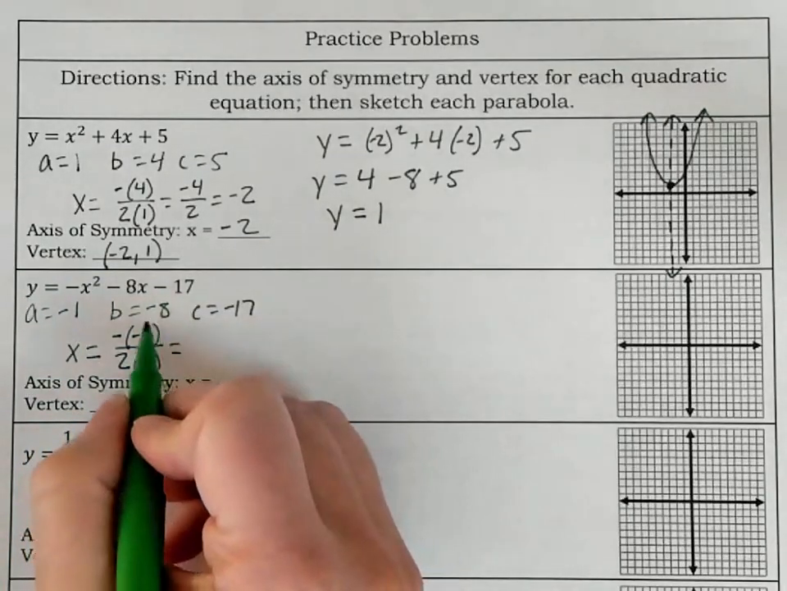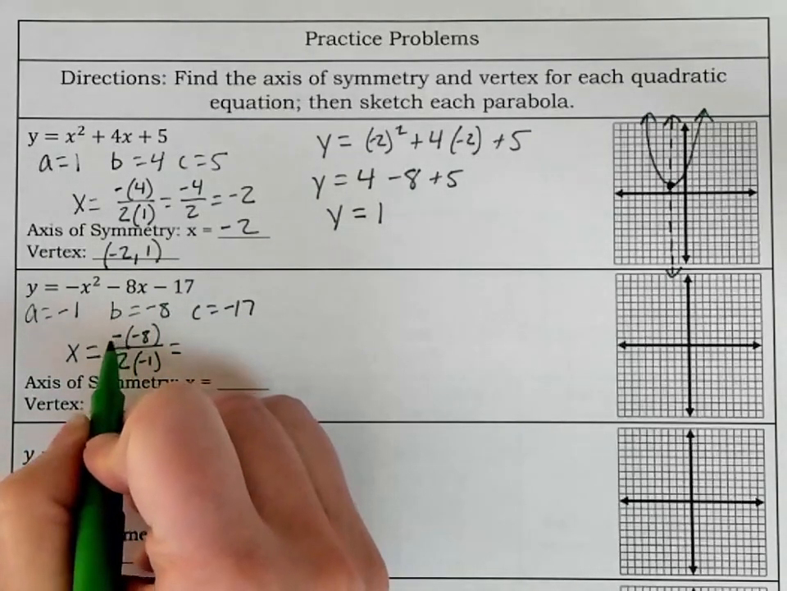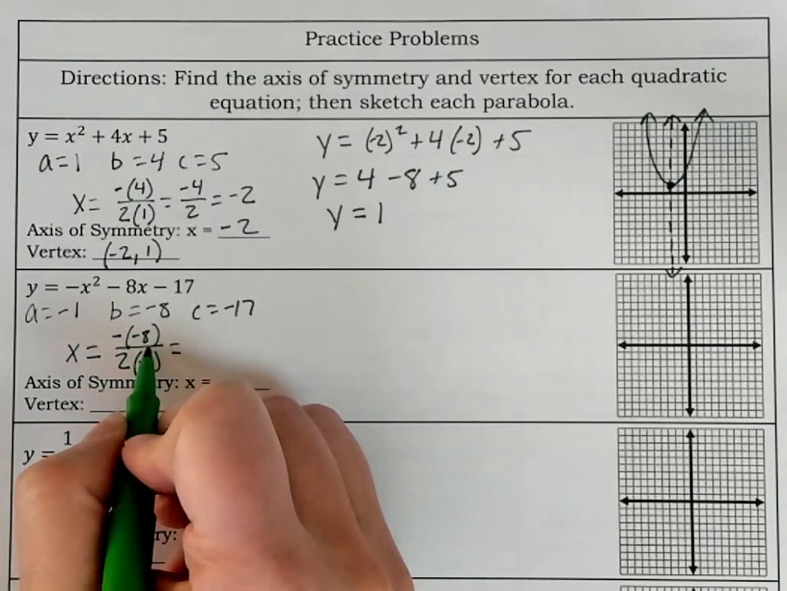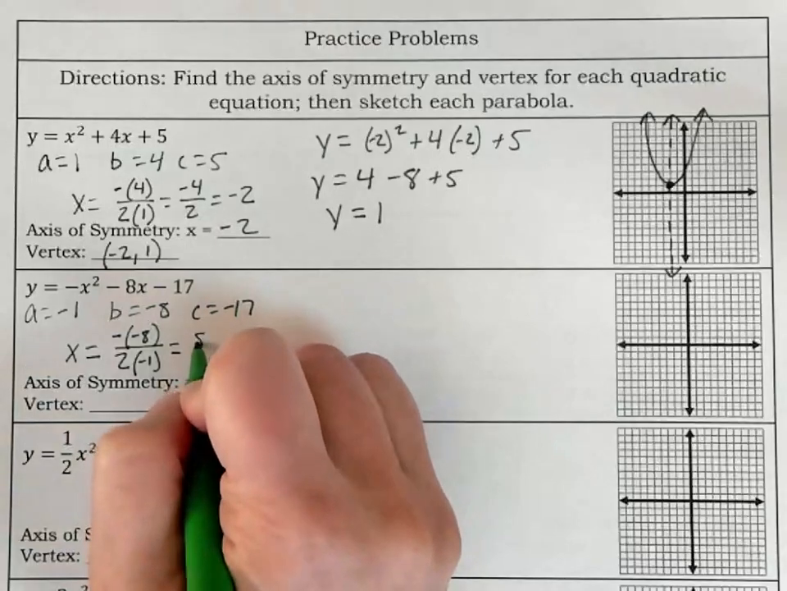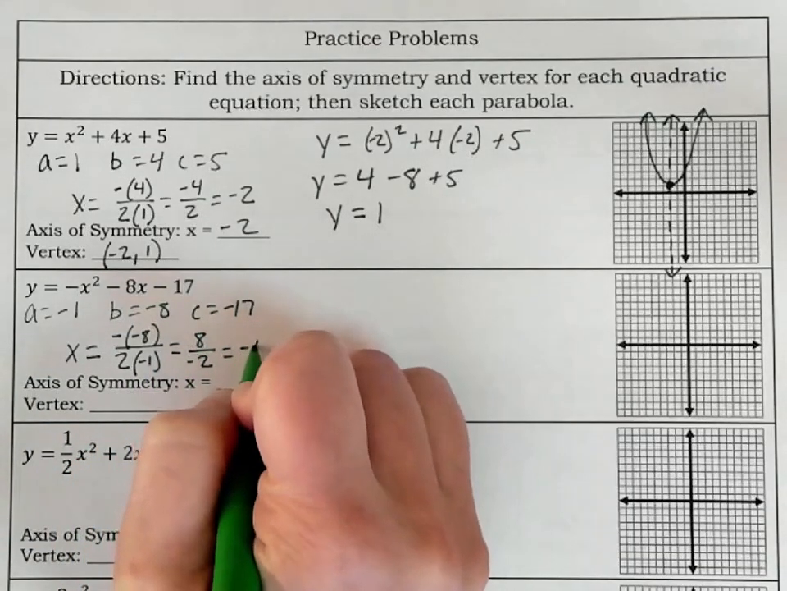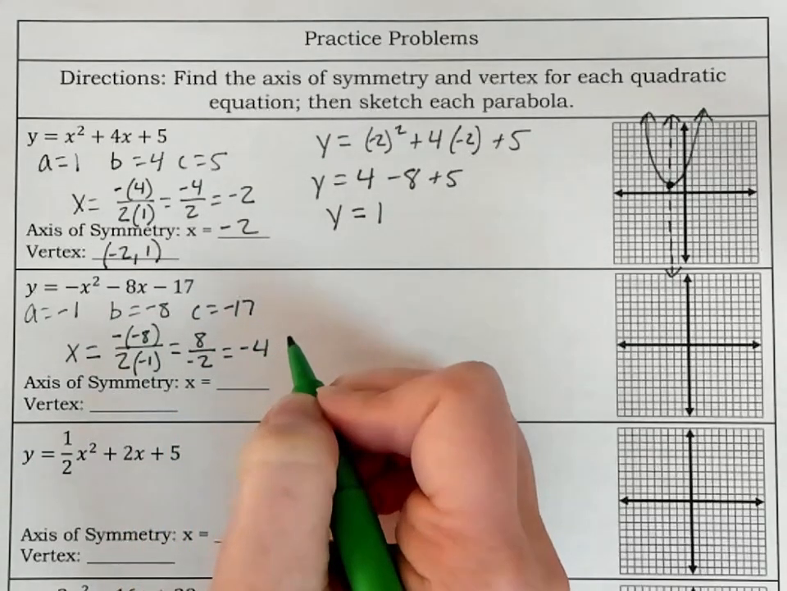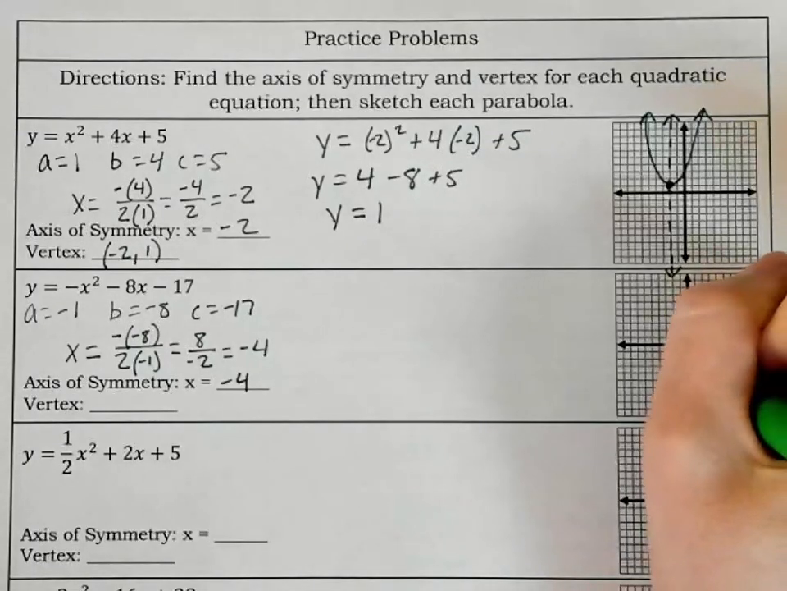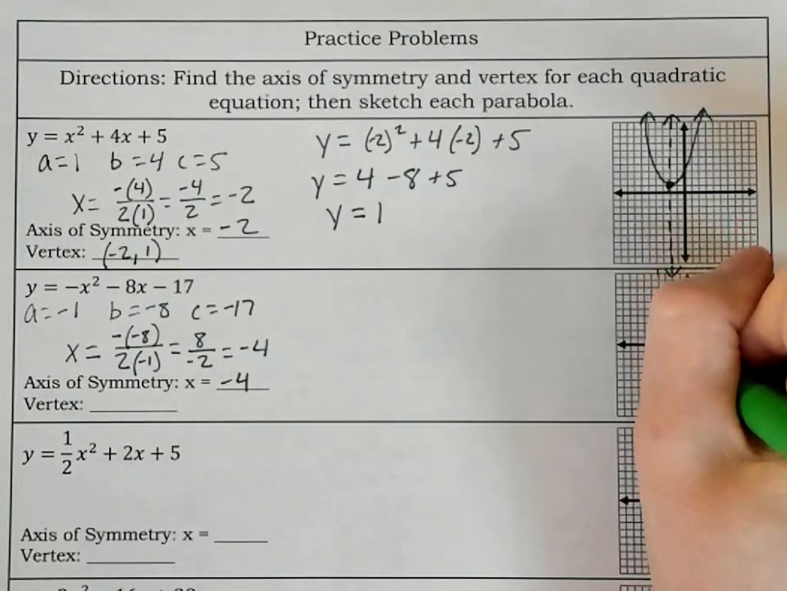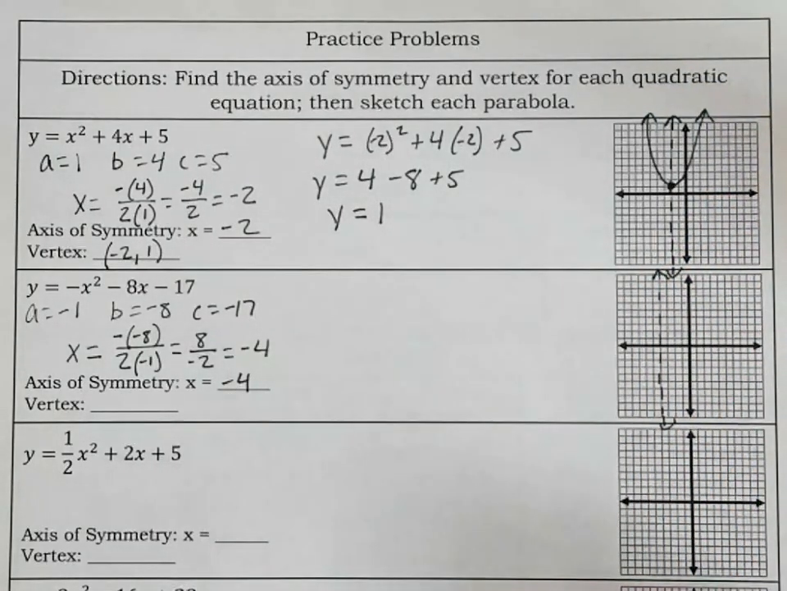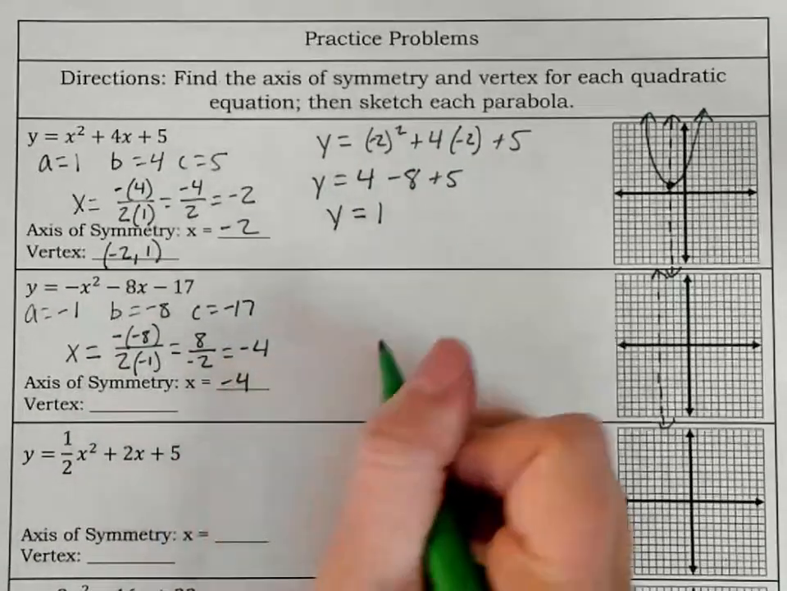So here's where those parentheses are so important. I had the negative B as a part of my formula, but then my B value was also negative. So that negative and negative becomes a positive 8, and the 2 times the negative 1 becomes a negative 2. And so we end up with negative 4 here as my axis of symmetry. So I'm just going to go ahead and draw my axis of symmetry over here. I have a vertical line here at negative 4.